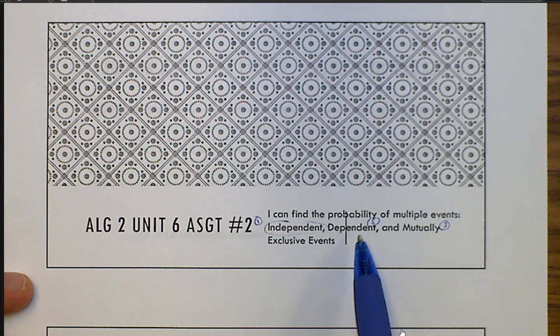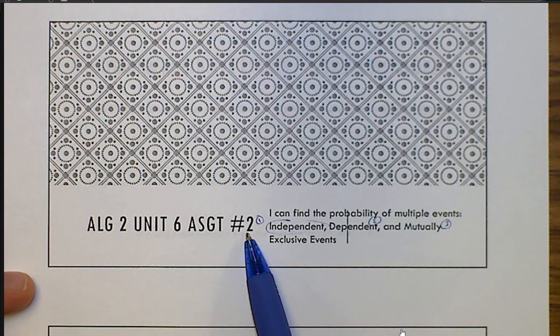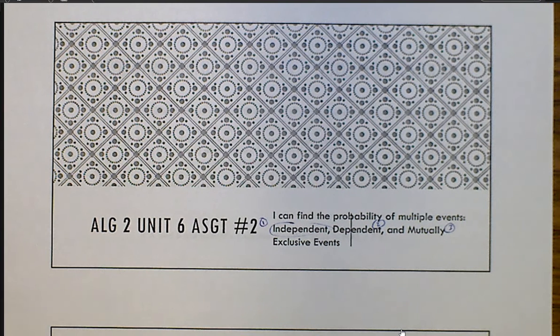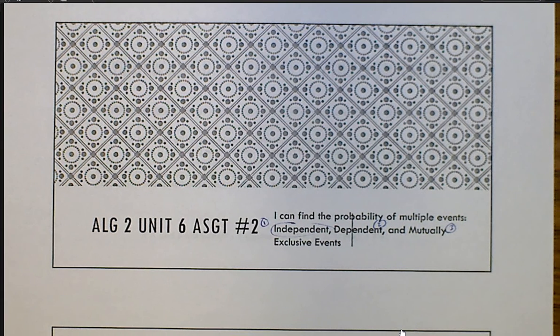We're going to touch on dependent, but we're going to get to that in lesson 3 when we talk about conditional probability. So dependent and conditional probability sometimes can be one and the same, and so we'll talk more about that on a later lesson. So let's jump right into it.